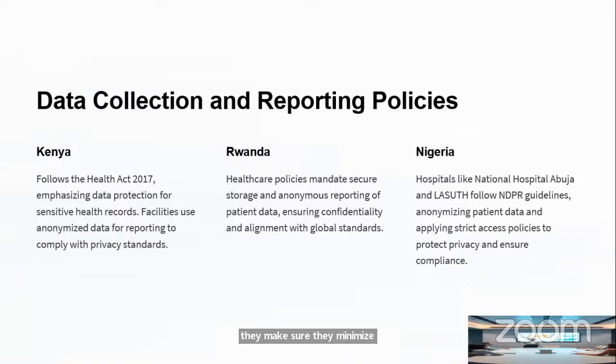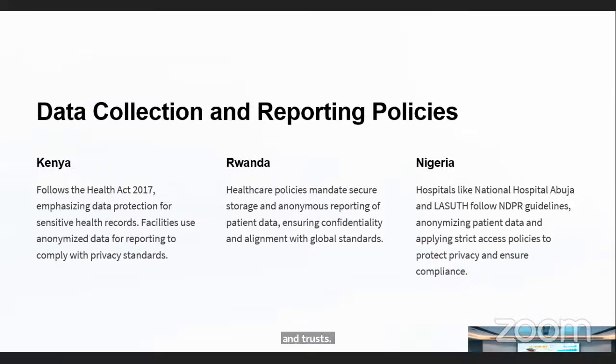And as a result, it protects their clients' privacy and it ensures proper compliance, right? And this will give the clients, like I observed earlier, more confidence and trust to come out and share some vital information that will help even in our care delivery approach.